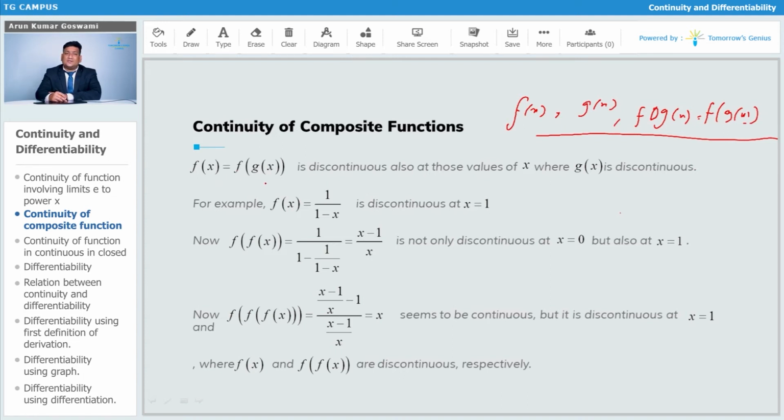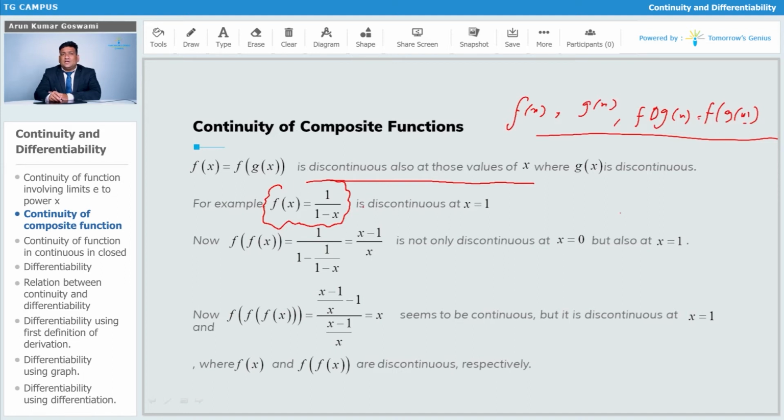Now, what is the condition for continuity of a composite function? They said clearly that my composite function will be discontinuous at all the values of x where g(x) is discontinuous, and also at the values where f(g(x)) is discontinuous. Now let's take an example: f(x) is given as 1 by 1 minus x.